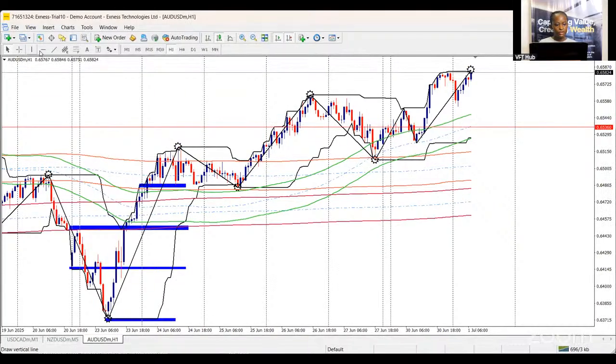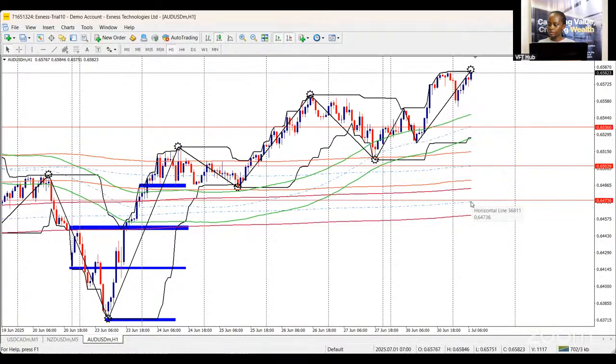The second point of interest is right here, 0.65029. And then the third point of interest is here, 0.64736. So these are my 1 hour points of interest that I'm watching to see when price eventually retraces into those zones so that I can look for confirmations first before I pull the trigger. But also there may be trade opportunities in this particular session.